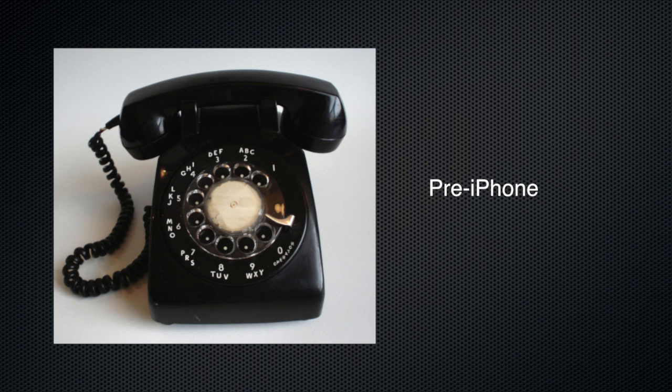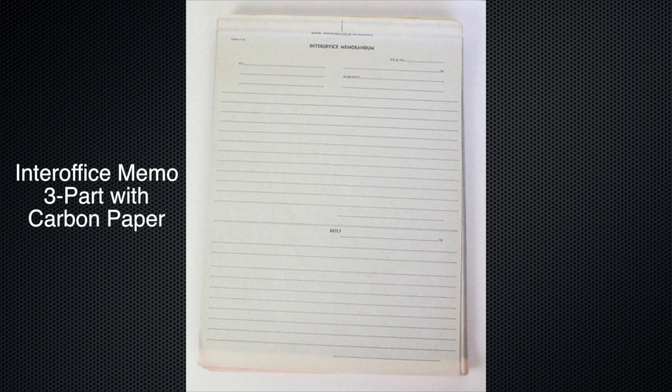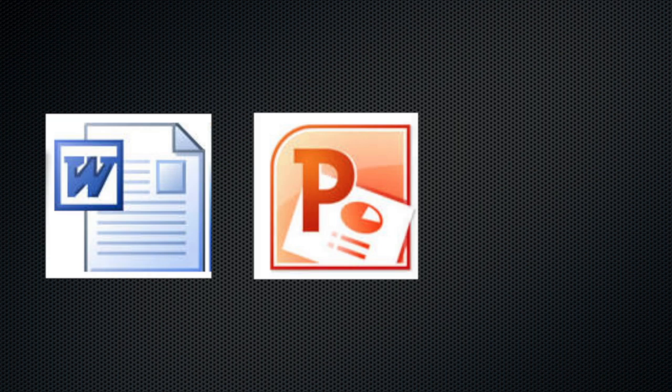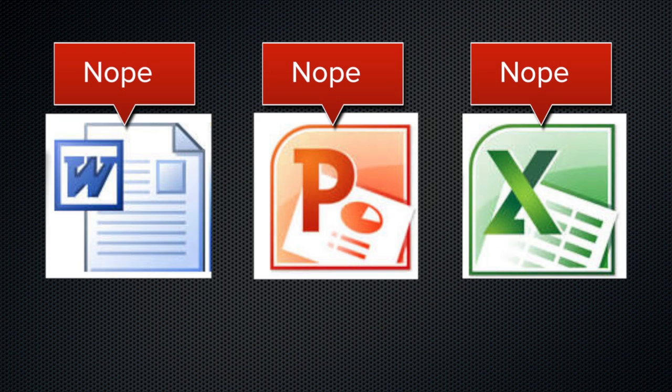Communication took place either face-to-face, by phone, or using three-part paper forms called interoffice memos that you wrote on or typed on, using a typewriter of all things, and then stuck in the in-plant mail. There was no Microsoft Word, no PowerPoint. Video was a rare thing, expensive and difficult to produce.